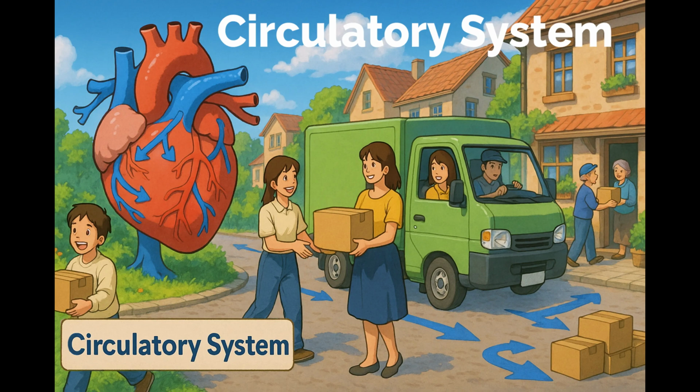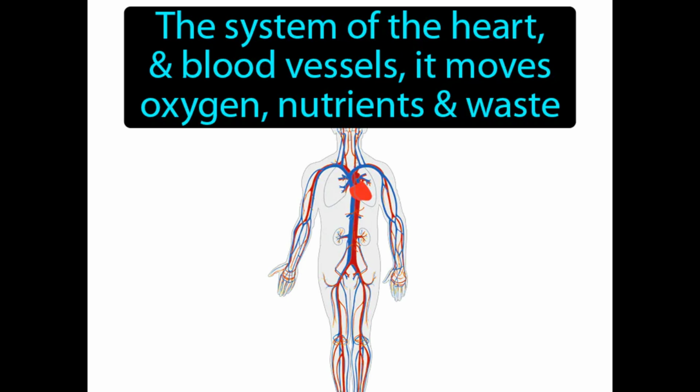Just like delivery trucks, representing blood, travel through roads, blood vessels, to deliver essential items like groceries, oxygen and nutrients, and collect trash, waste, the heart acts as the central hub or dispatch center, coordinating the flow to ensure every household, cells, gets what it needs and has its waste removed.